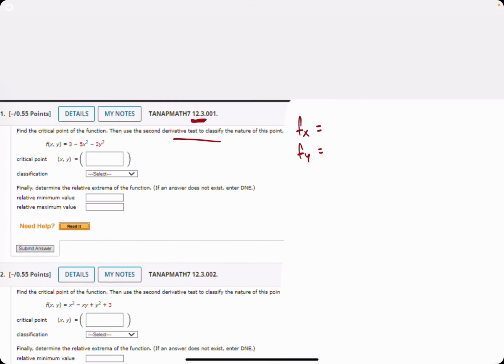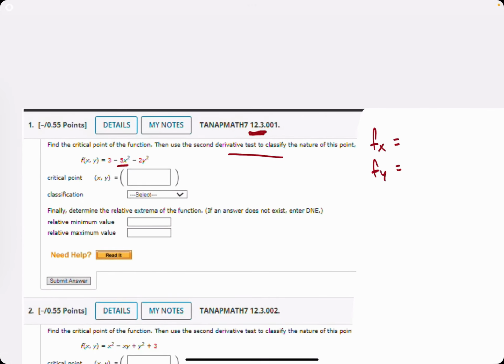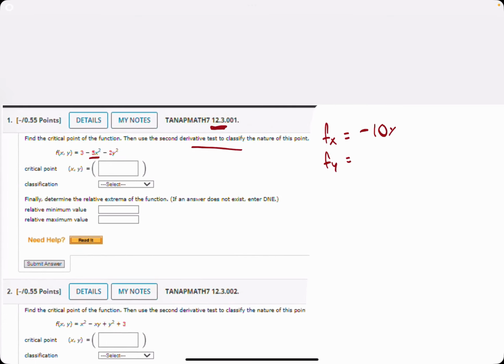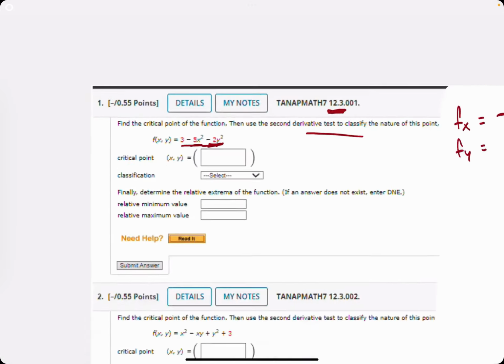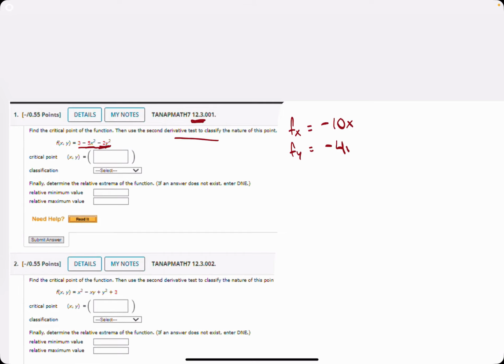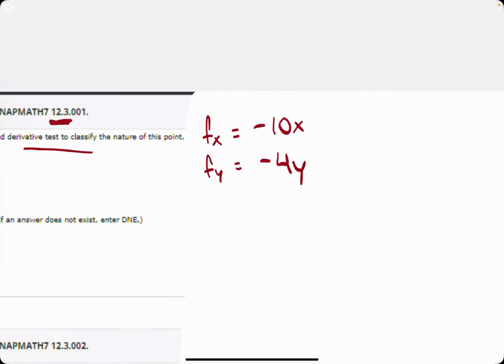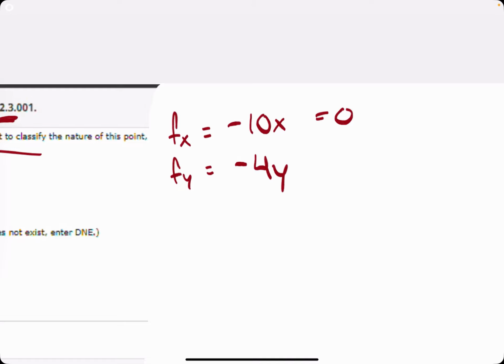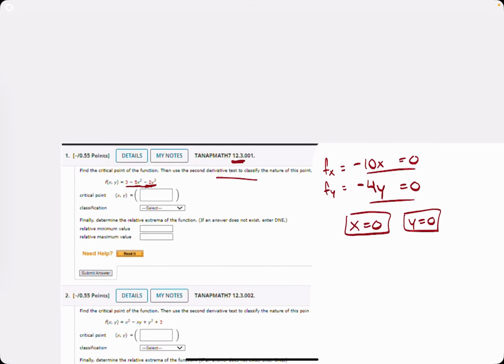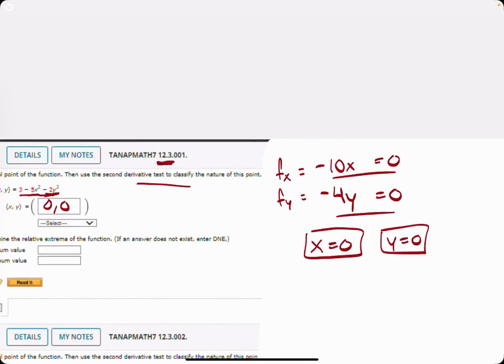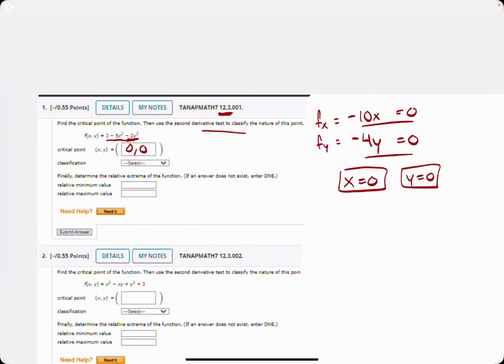So starting with fx, the derivative of this with respect to x would be negative 10x. The derivative of f with respect to y would be negative 4y. So the derivative of the y term. Now, we want to find the x and y value that make both fx and fy simultaneously equal to 0. X equals 0 would make fx equal to 0, and y equal to 0 would make fy equal to 0. So the ordered pair that makes both fx and fy equal to 0 is 0, 0.